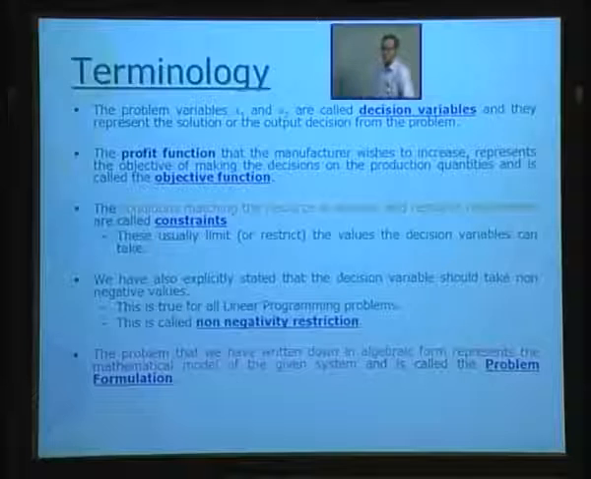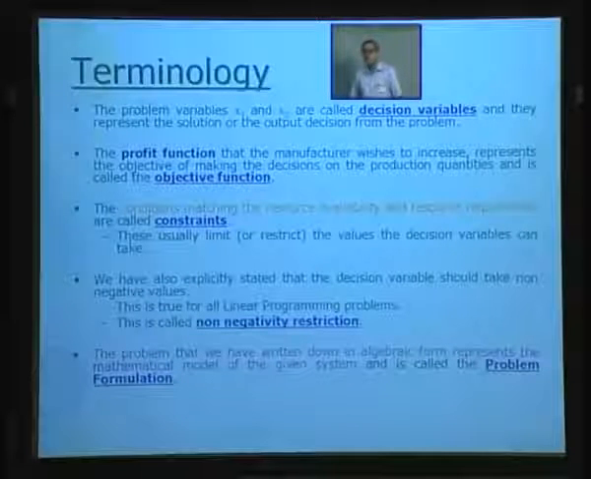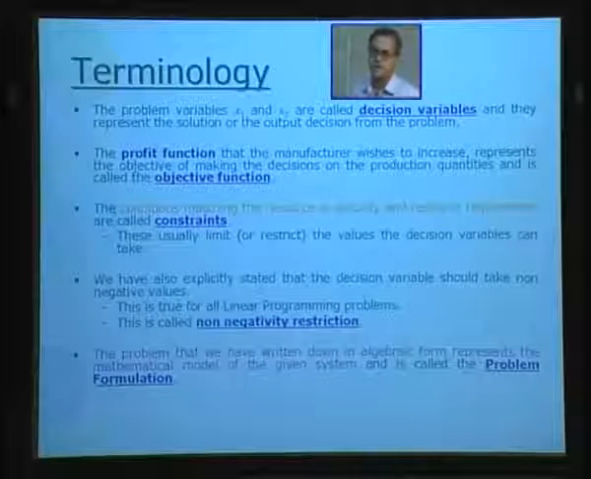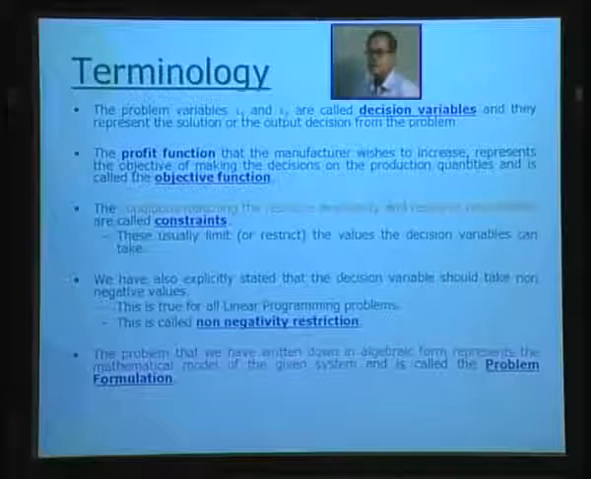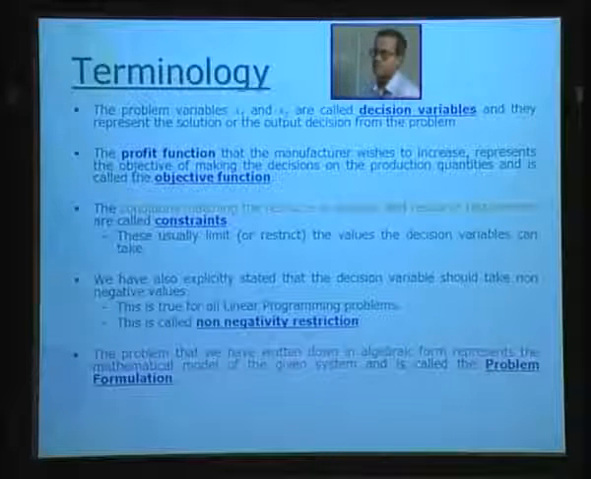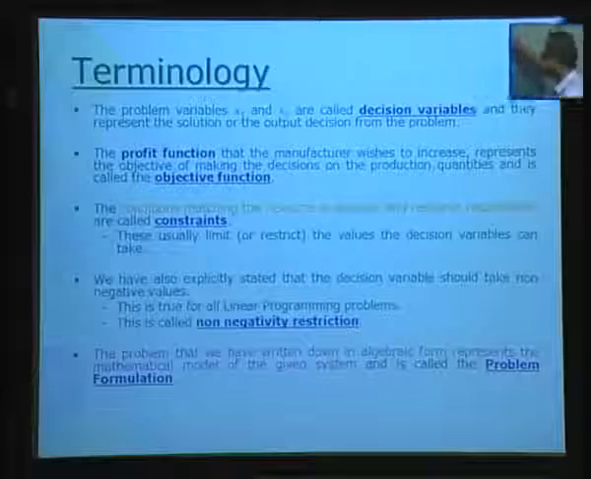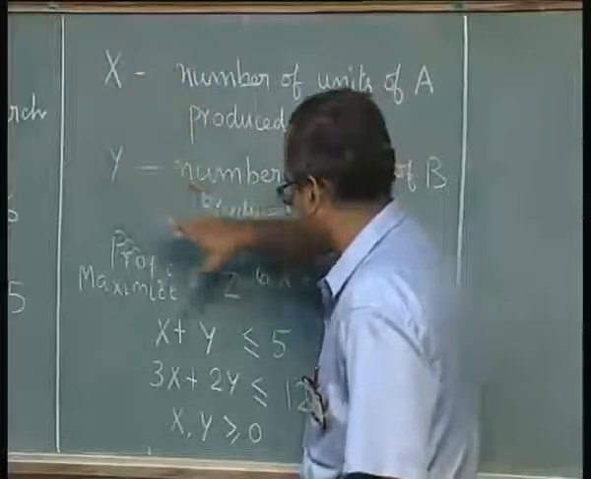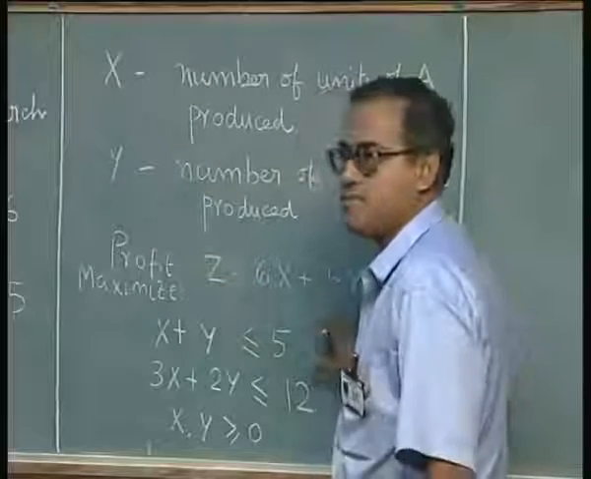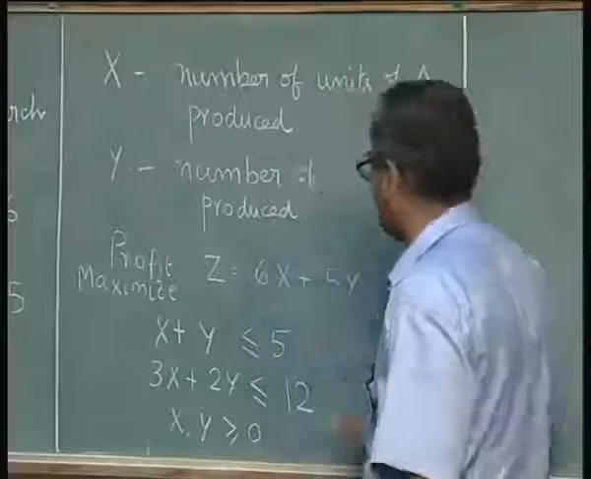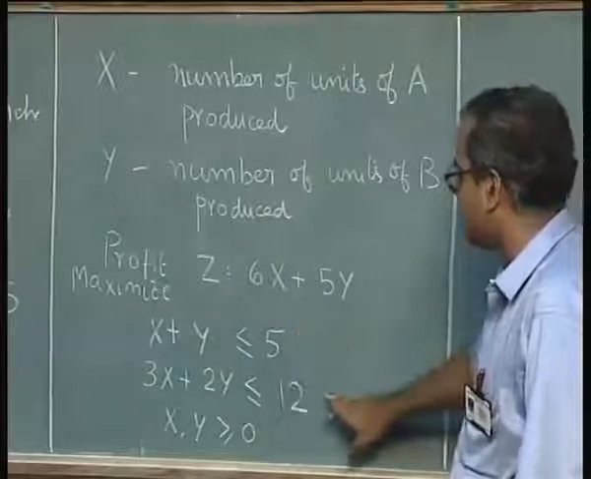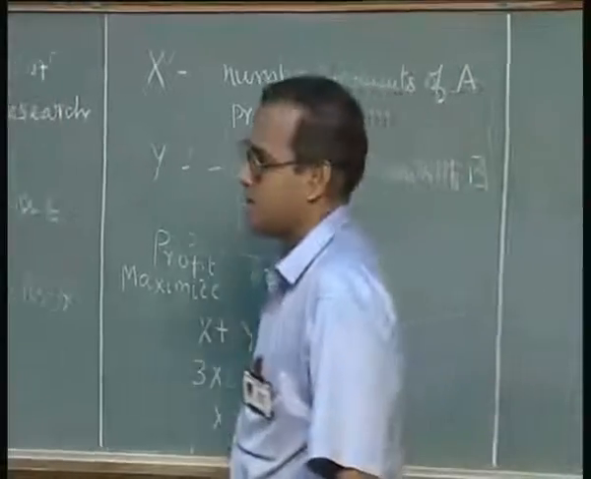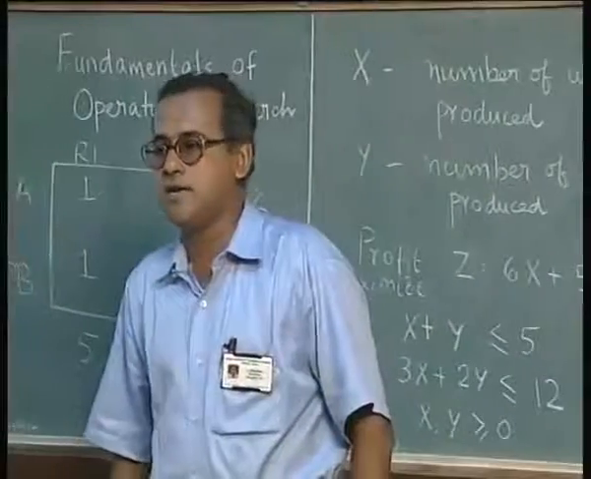So given a problem, when we define all these four and write it in the mathematical form, then that is called formulating a linear programming problem or formulating an operations research problem. We will come to the LP definition a little later. Now as far as this problem is concerned, x and y are the decision variables. The function 6x plus 5y to be maximized is called the objective function. x plus y less than or equal to 5, 3x plus 2y less than or equal to 12 are the constraints, and x, y greater than or equal to 0 are the non-negativity restriction.